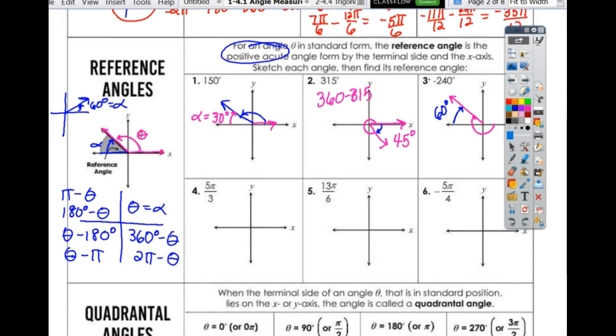So, now listen. This is where it gets hard because 5 pi over 3. Where does that go? Okay, so listen. We can convert that, right? We could do 180 over pi. But here's what I want you to think about. How many degrees is pi? 180. What's 180 divided by 3? Times 5? 300.